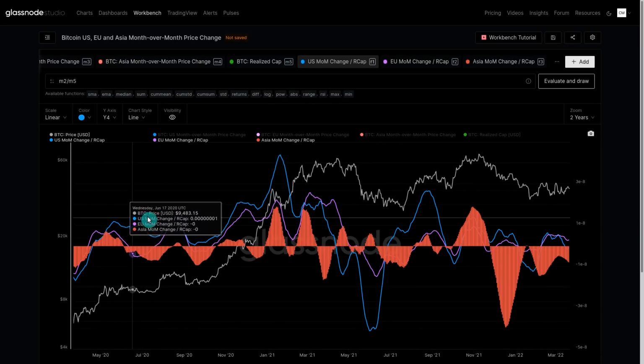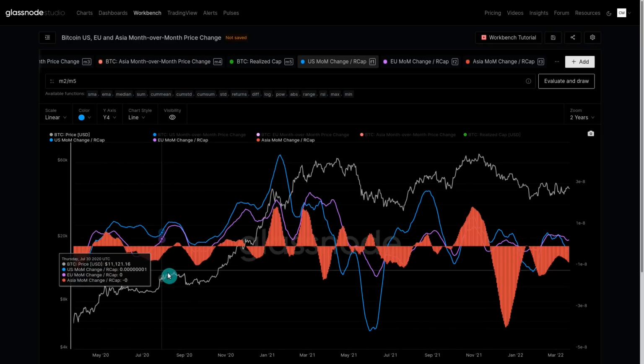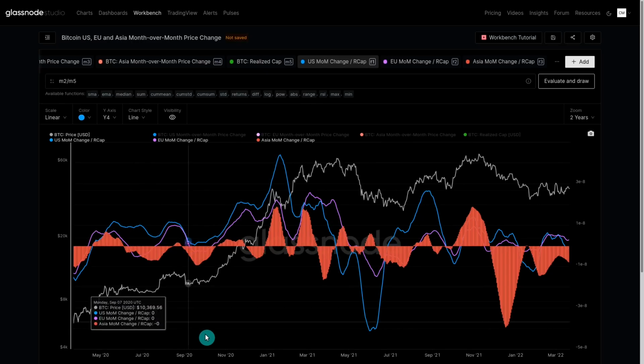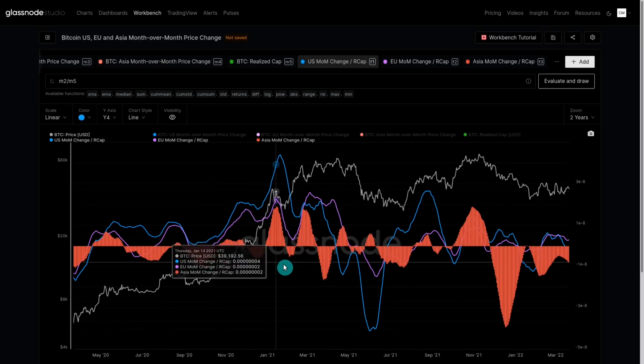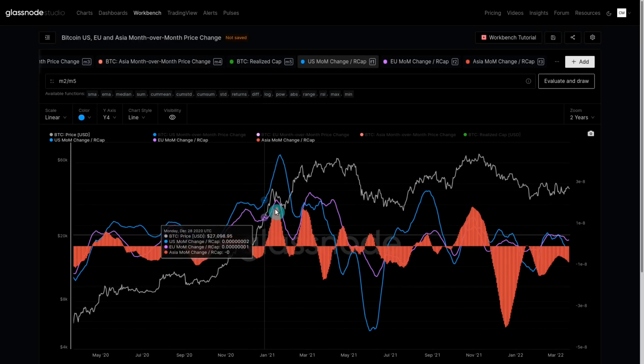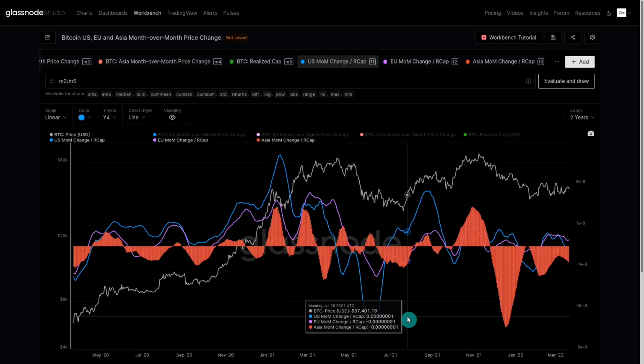And we can see that where the US and the EU were in accumulation following March 2020, interestingly, Asian trading hours were in distribution. And maybe this reflects a different view of the impact that COVID was going to have on the global economy. There could actually be a difference in opinion in how Bitcoin fell into that picture. And likewise, through most of the 2021 bull, note that the Asian trading hours really didn't pick up. There wasn't much participation, particularly relative to the US and the EU.